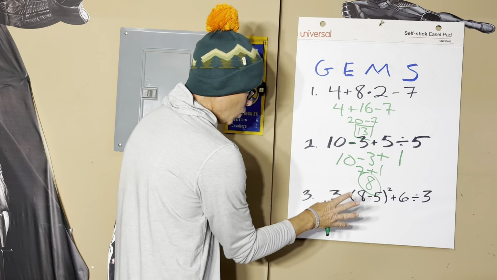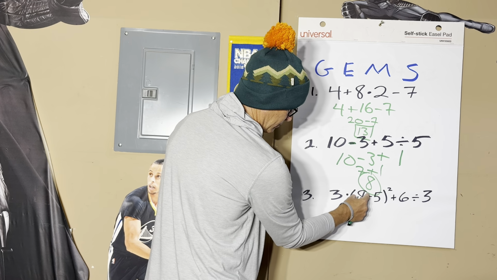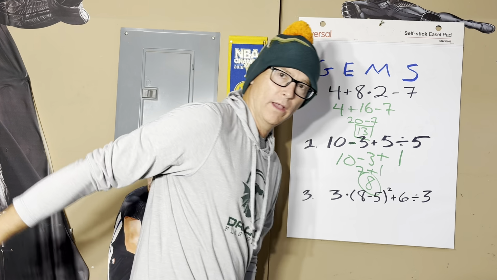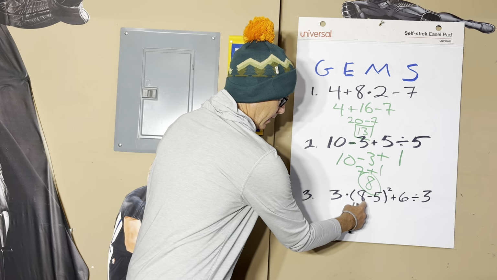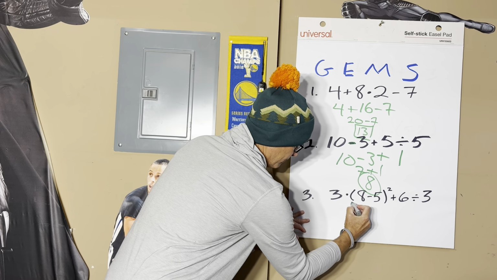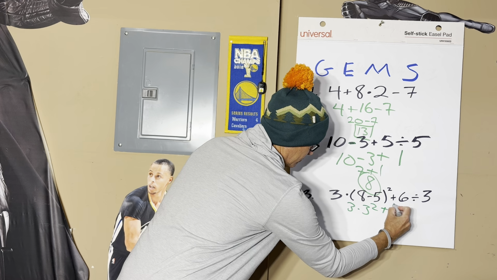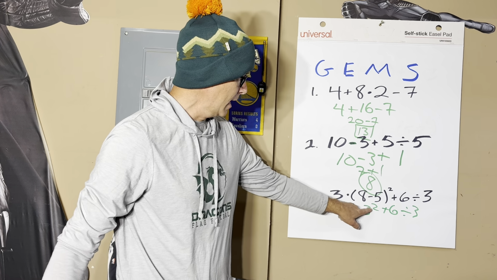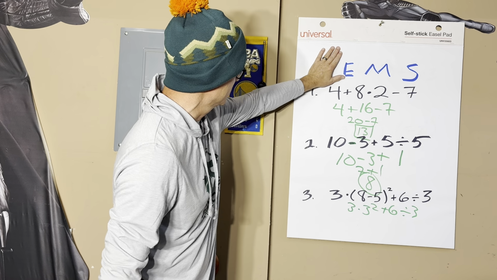Okay, here we go. Ooh, cool stuff. Multiplication, grouping symbols, exponents, addition, division. We have a lot going on in this problem, so we're going to go step by step. Okay, we have to do parentheses, grouping symbol. 8 minus 5 is 3, okay? I'm going to write a little bit smaller so I can fit it all. Okay, multiplication, exponents, addition, division. We already did grouping symbols.